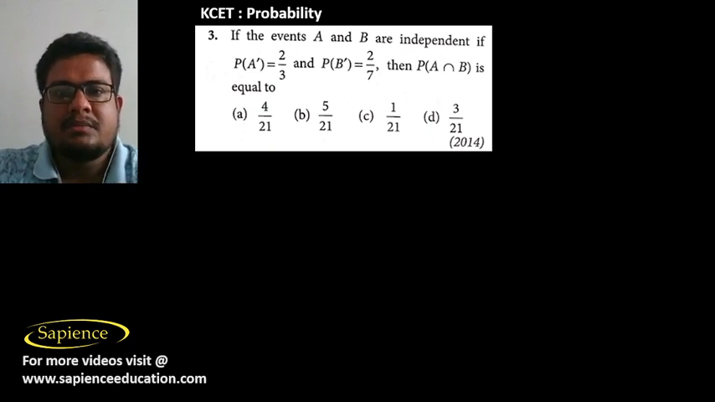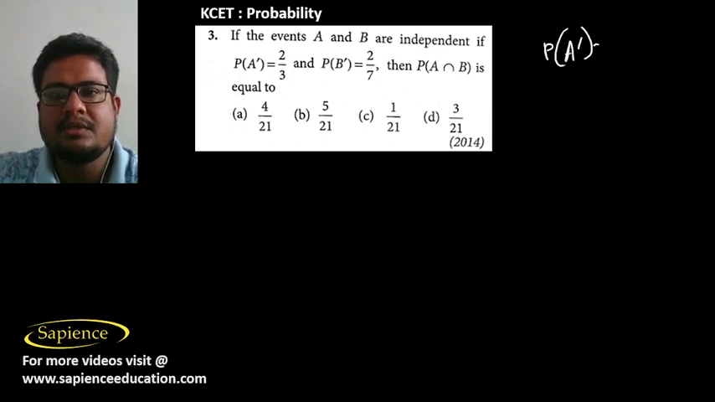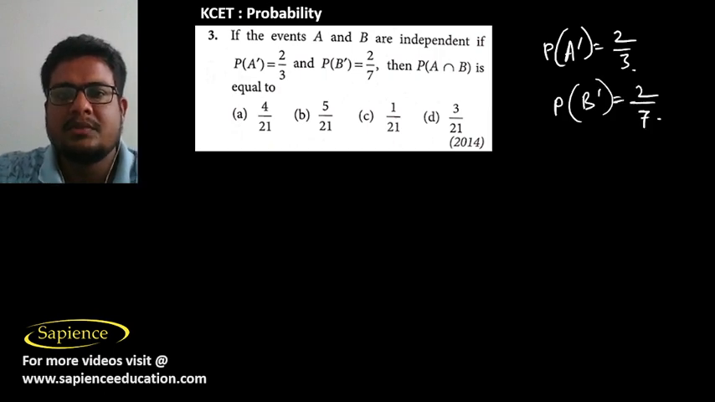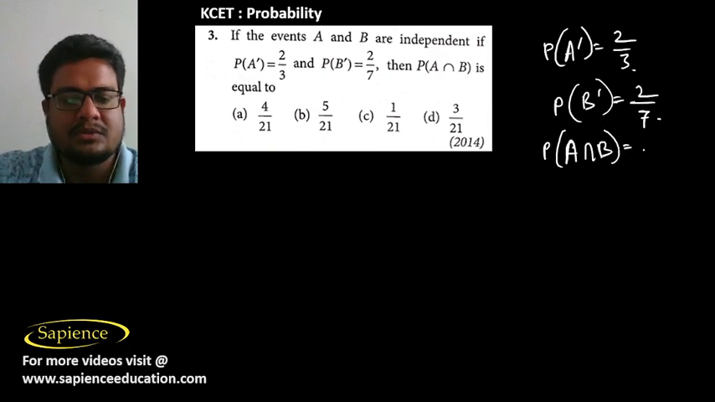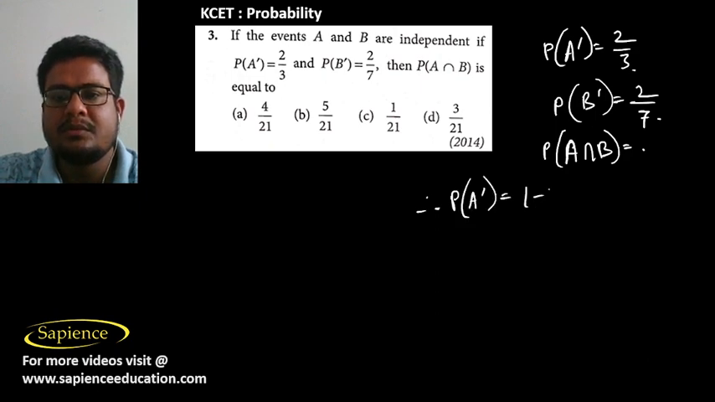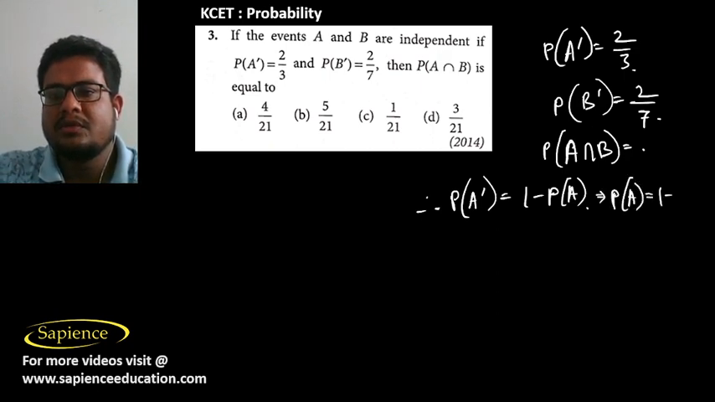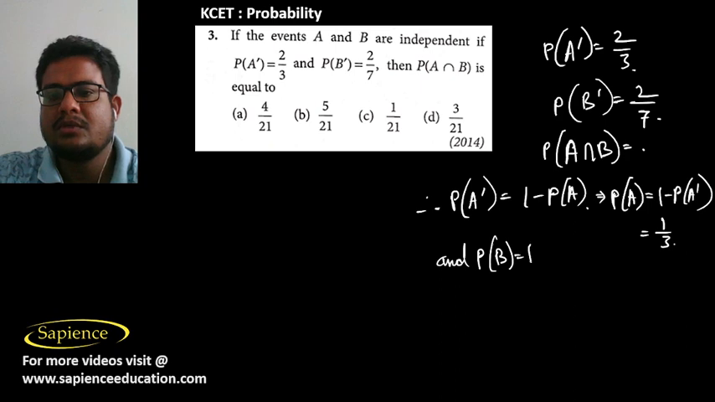If the events A and B are independent, if P of A complement is equal to 2 by 3, P of B complement is equal to 2 by 7, then P of A intersection B is equal to how much? We know that P of A complement is equal to 1 minus P of A. So P of A will be equal to 1 minus P of A complement, which is 1 by 3, and similarly P of B will be equal to 1 minus P of B complement. That is equal to 1 minus 2 by 7, which is 5 by 7.